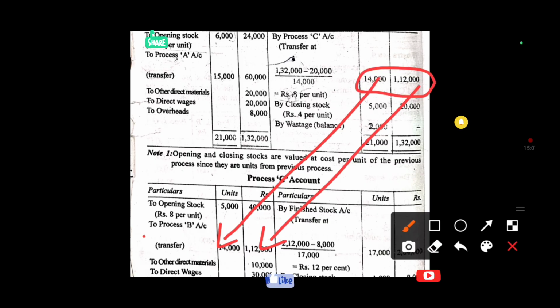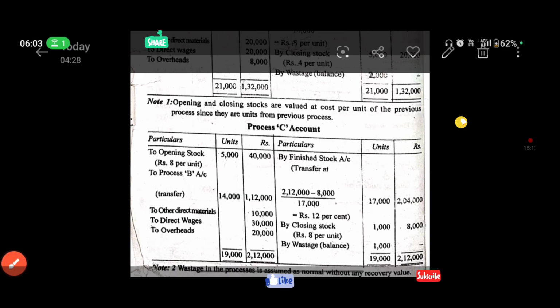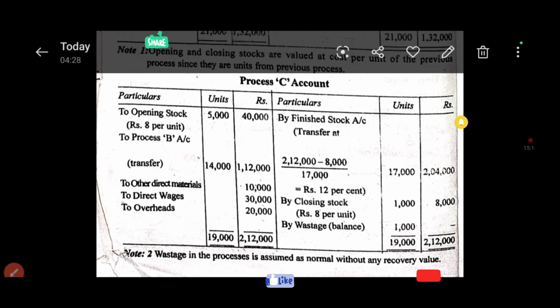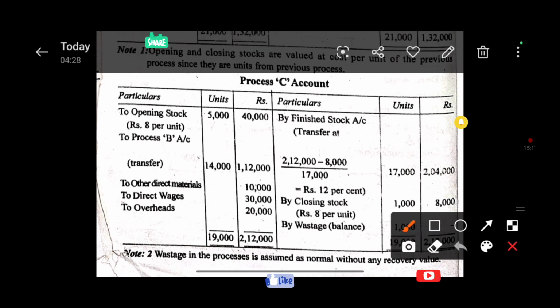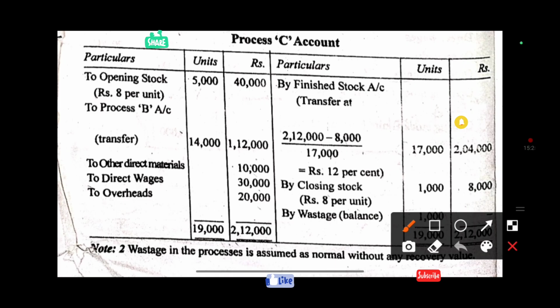Against this value, you are going to write to process B account. It is to be transferred. Within the bracket, you are going to write transfer. Okay, after transfer the output as the input of process C, now we are going to enter the cost of process C. What are the costs related to process C? Other direct material 10,000 rupees, direct wages 30,000 rupees, overhead 20,000 rupees.